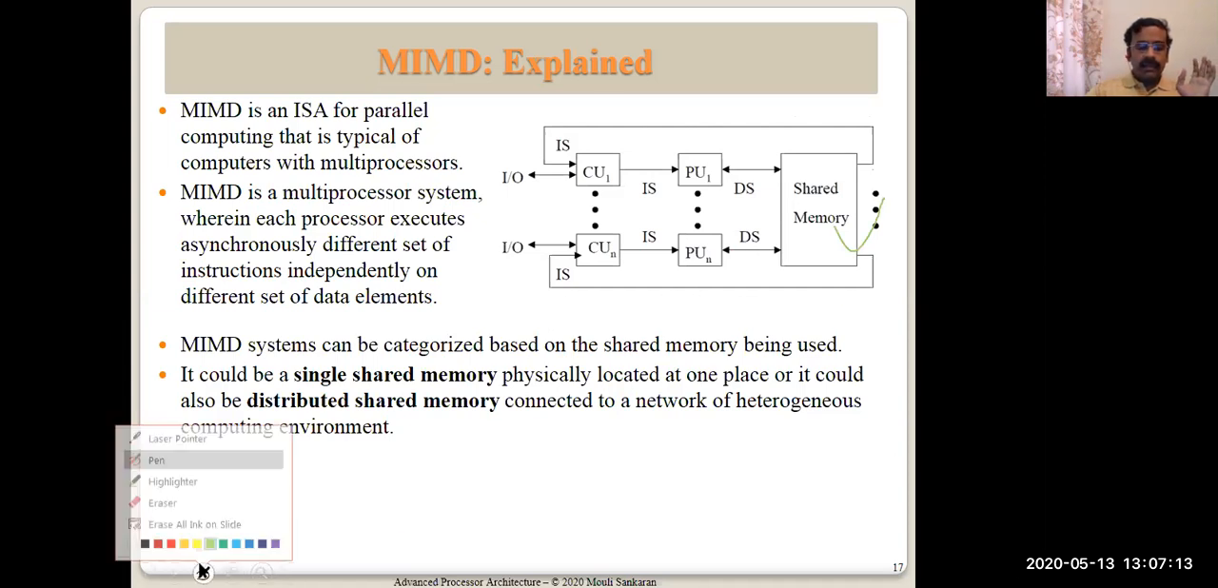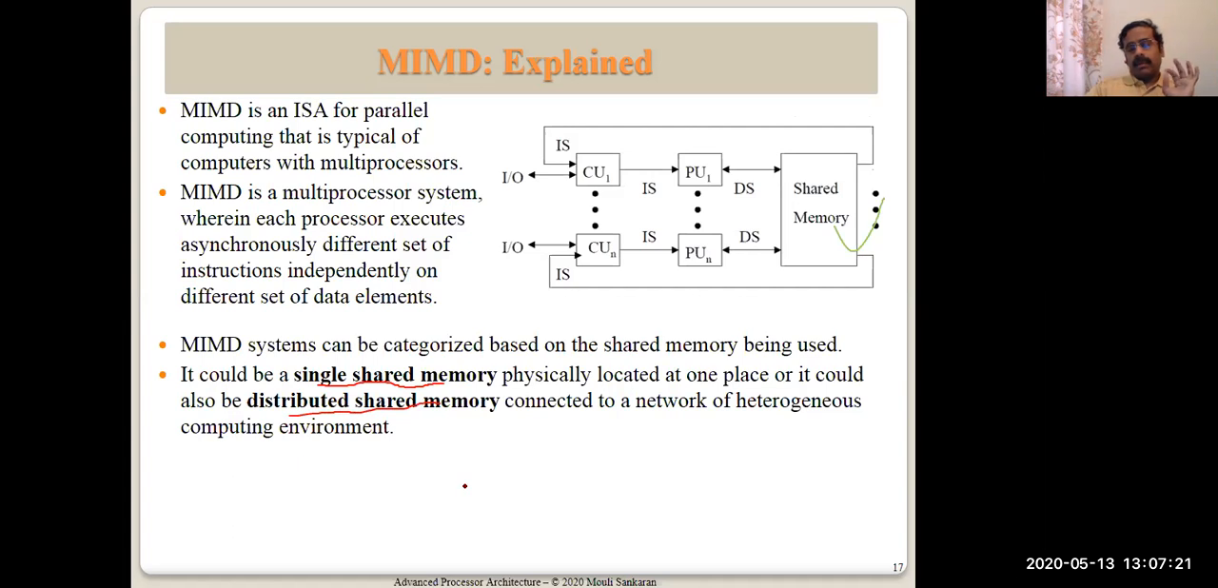Let me change the color. I don't know where I picked up this color. So there are two different kinds of shared memory, single shared memory and distributed shared memory. After the break, I am going to talk about these two. What is the difference between these two? Right now, assume that this shared memory can be either single shared memory or distributed.